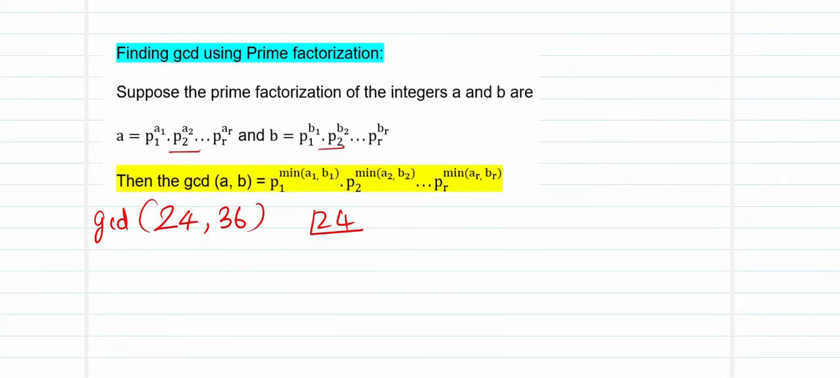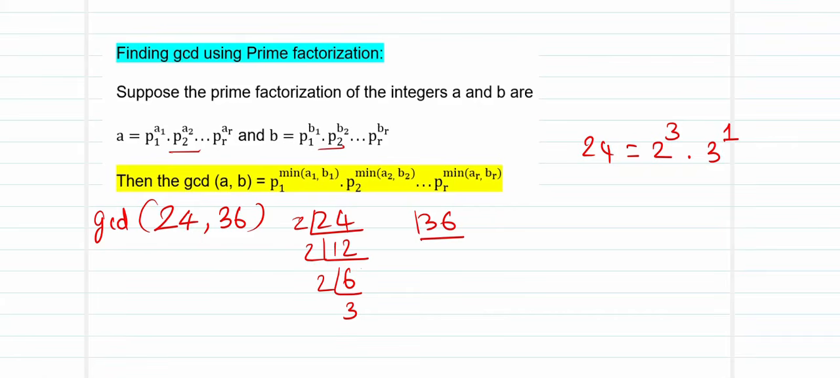24 can be expressed as: 2 goes into 24, 12 times, then 6 times, then 3 times. So I can express 24 as 2 to the power of 3 and 3 to the power of 1. Let me go for 36. 2 goes into 36, 18 times, 2 goes 9 times, then 3 and 3. So 36 is nothing but 2 to the power of 2 and 3 to the power of 2.